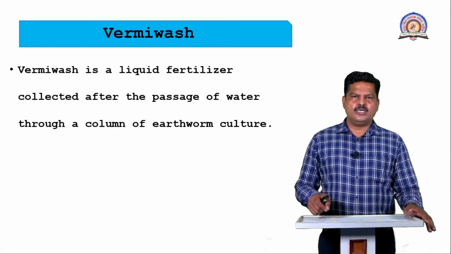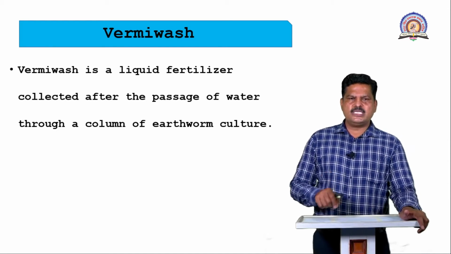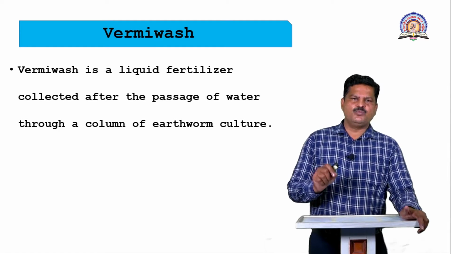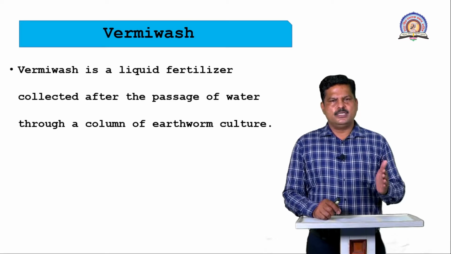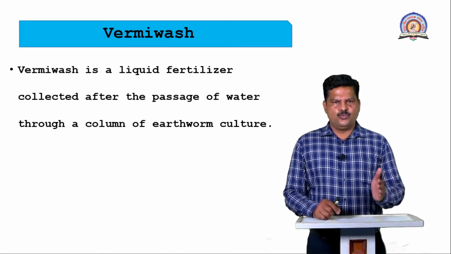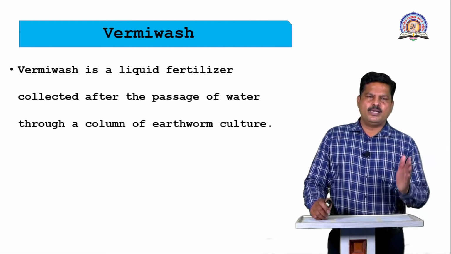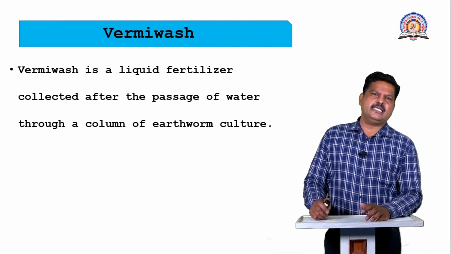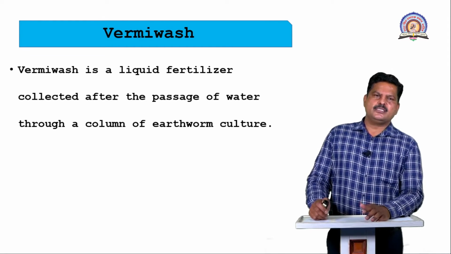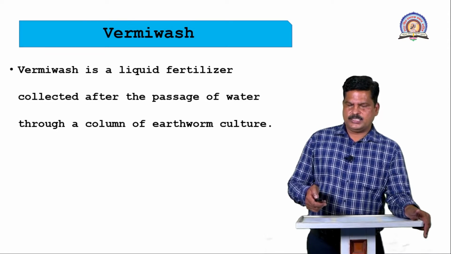So whenever water is given to the agricultural land, we add this vermiwash into the water, and along with water, this vermiwash is given to the agricultural crop. Vermicompost is present in solid form, and vermiwash is present in liquid form. So this is another product which we get from vermitechnology.